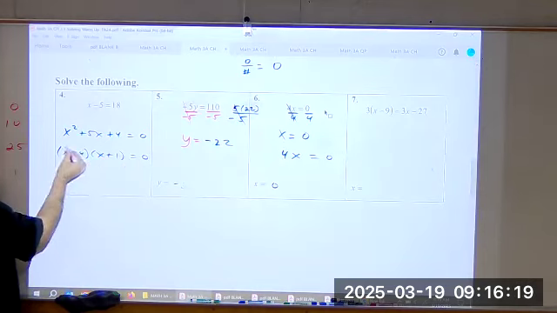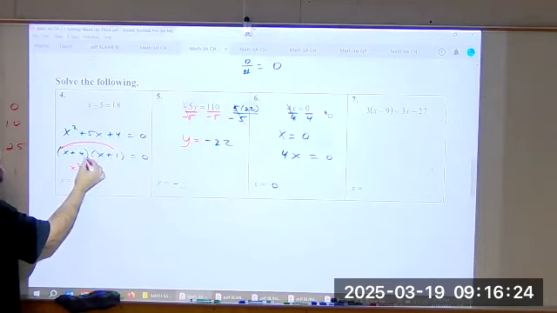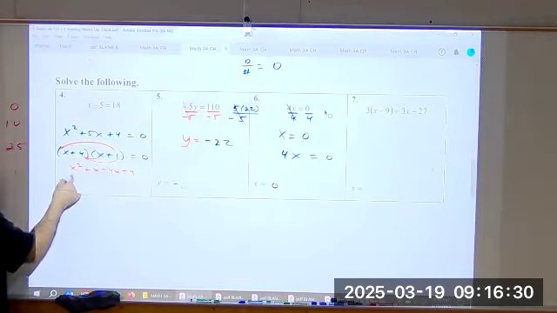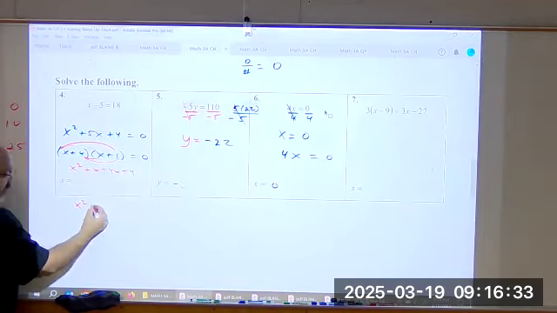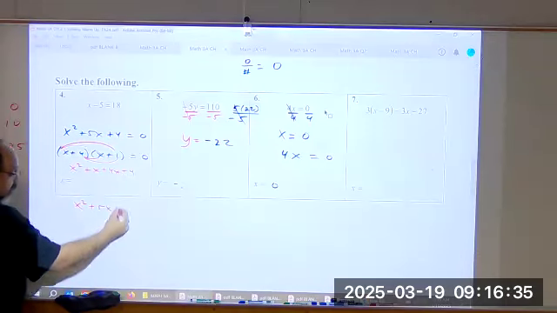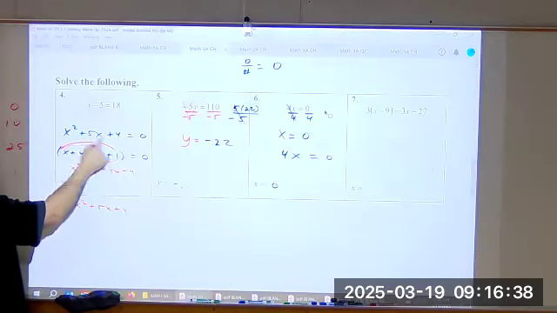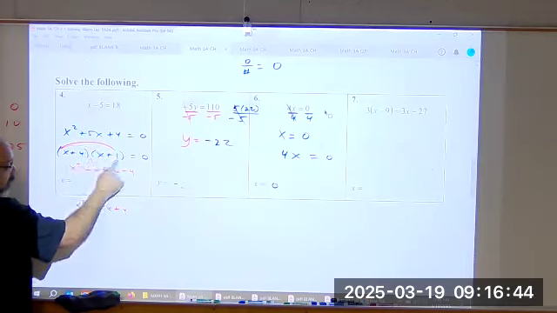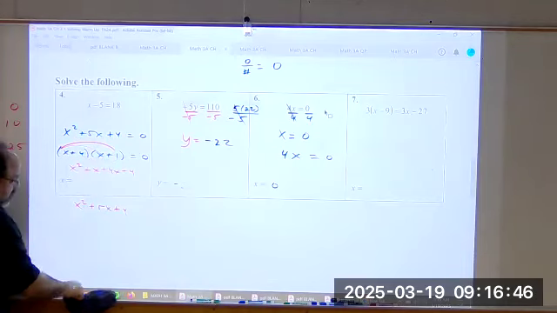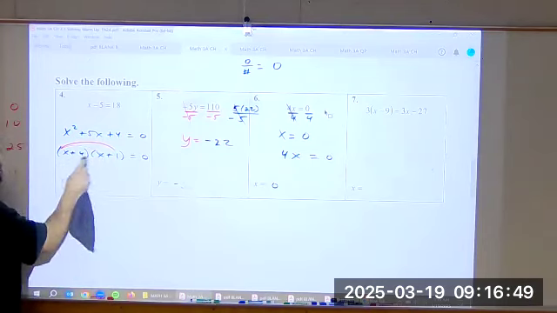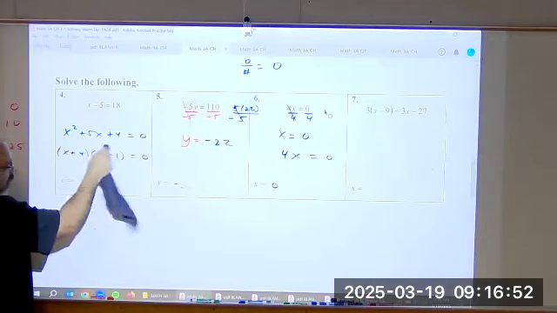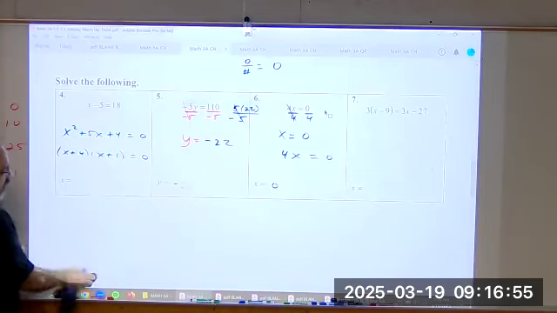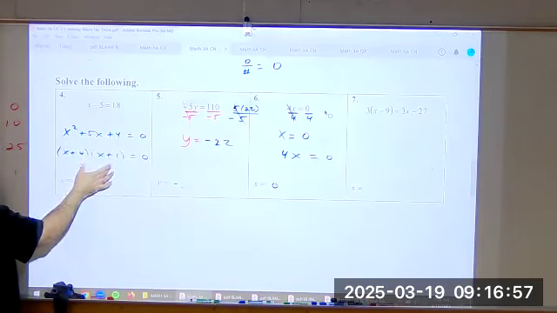If I distribute, x times x would give me an x squared. X times 1 gives me an x. 4 times x gives me a 4x. And 4 times 1 gives me a 4. X squared, x plus 4x is 5x in the middle, and then a plus 4. So this is the factoring of that when I multiply it back together. So I know I factored it correctly. But here's what we're after. The key to solving this problem is you factor it.